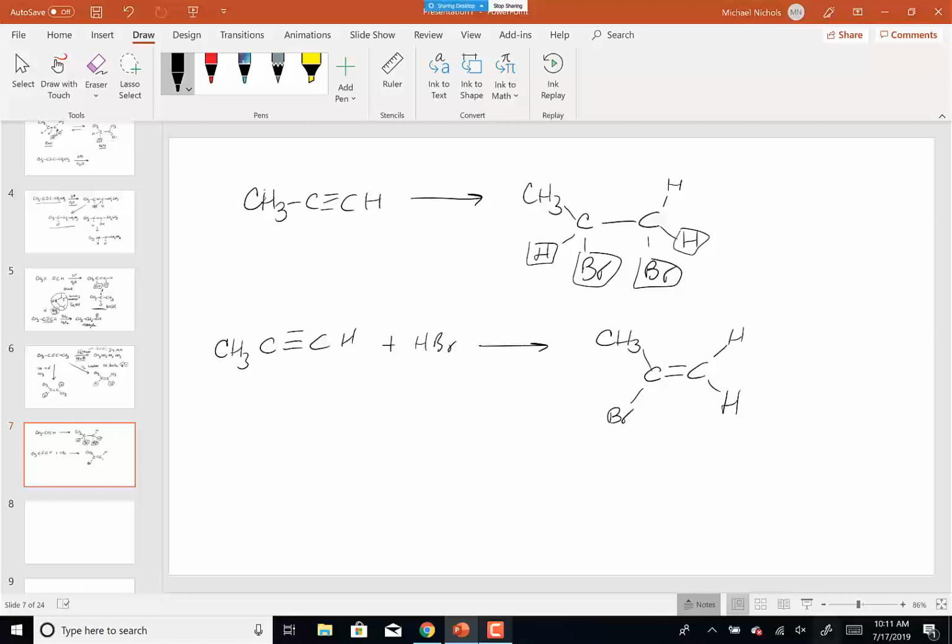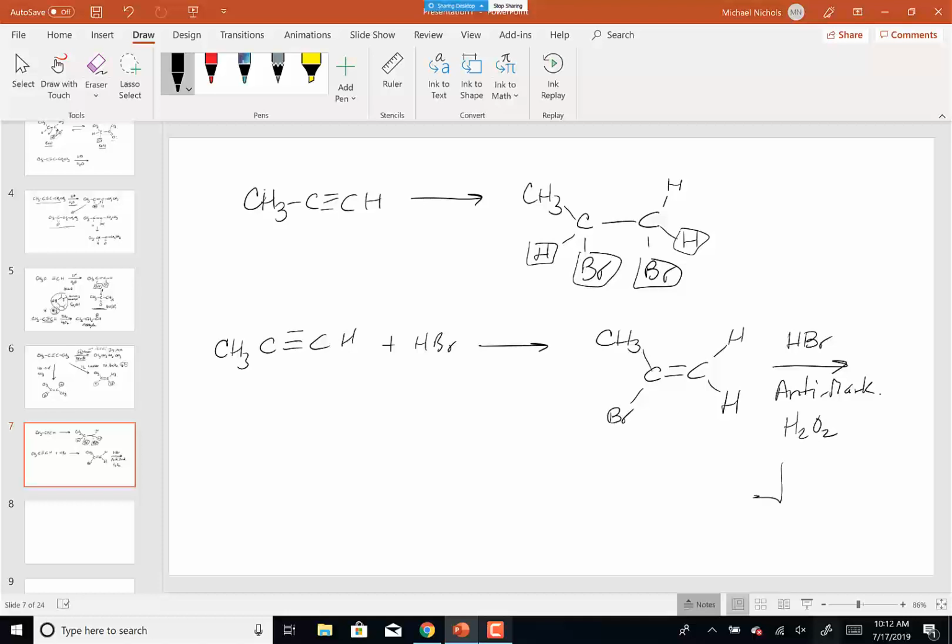Okay, so then I'd say, well, let me add a second equivalent of HBr. Except if I add HBr to this one, what am I going to end up with? 2BR, and that's not what I asked for. So I still need to add HBr, but how do I need to add it this time? Anti-Markovnikov, which means I have to remember what do I add to HBr to get it to add anti-Markovnikov? Peroxide. So then if I add peroxide, it'll go anti-Markovnikov.